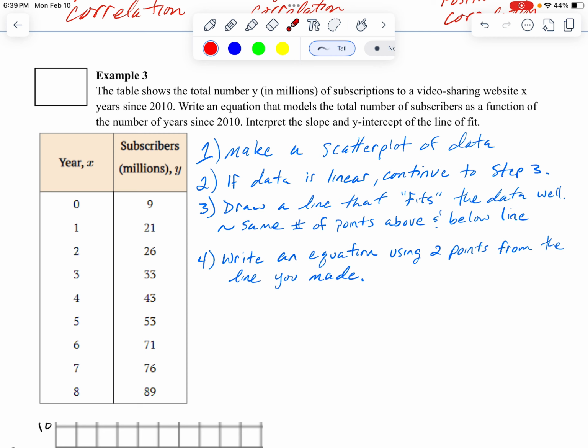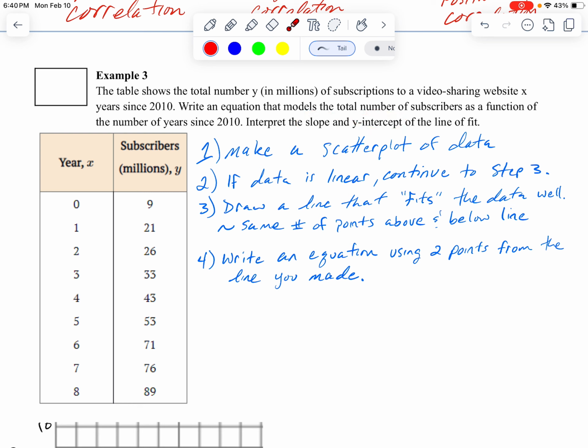This says our table shows the total number Y in millions of subscriptions to a video sharing website, X years since 2010. So this would be 2010, 2011, 12, 13, 14, 15, 16, 17, and 2018. And in each of those years, we had 9 million subscribers, 21, 26, 33, and so on. We want to write an equation that models the total number of subscribers in the year since 2010. Interpret the slope and the y-intercept, meaning what do these values mean in context?